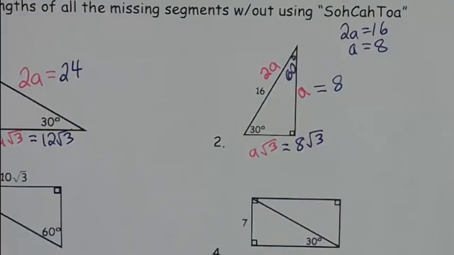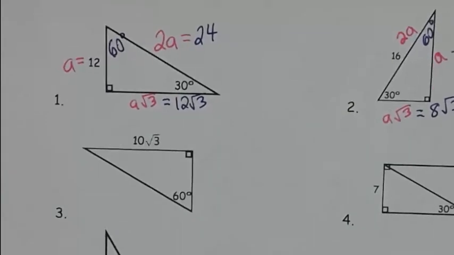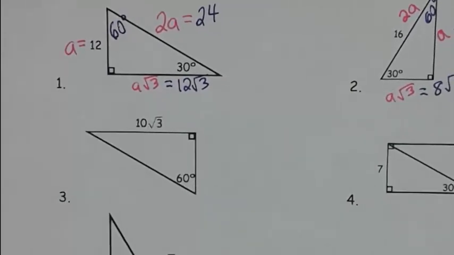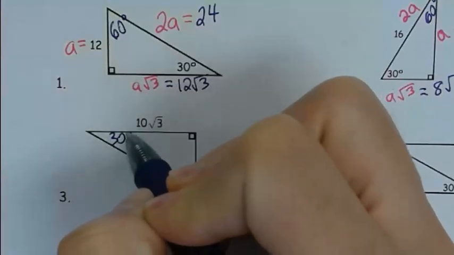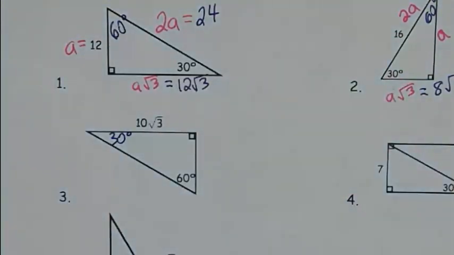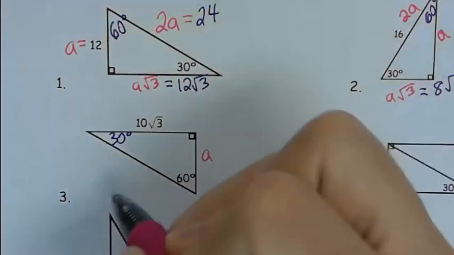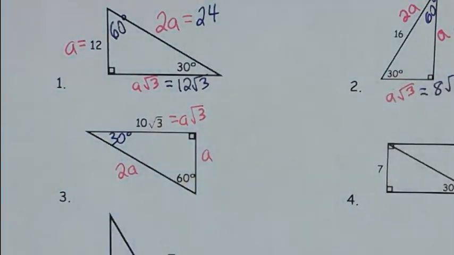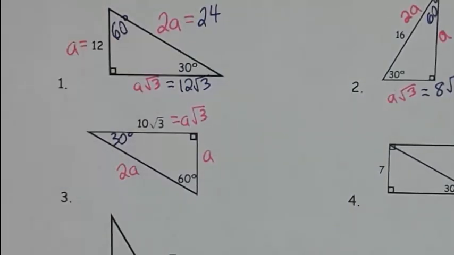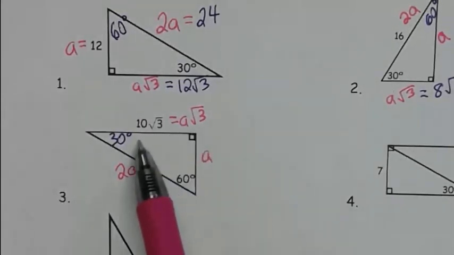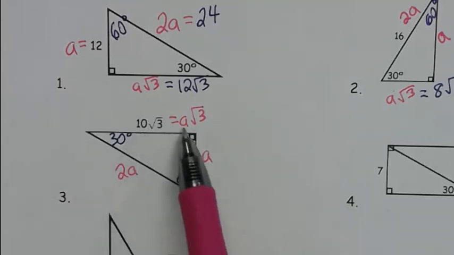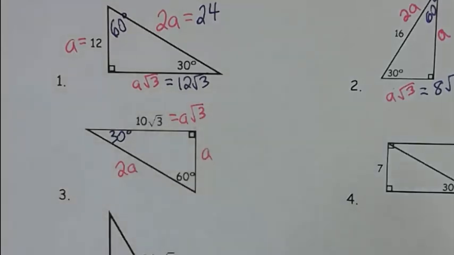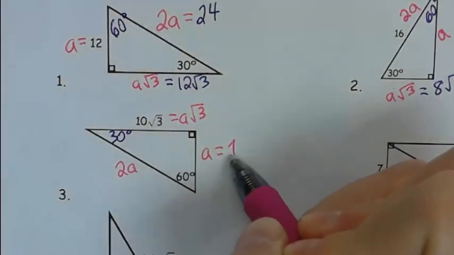Continuing on with a similar problem in number 3, like before, we want to label our missing angle as 30 degrees. And we want to label our pattern on our triangle as A, 2A, and A root 3. Here it's a little bit different in that we're showing that 10 root 3 and A root 3 are equal to each other. If you take out the root 3 from both sides of that equation, that means that the 10 has to match the A part, just like how root 3 matches itself. Meaning that A is equal to 10.